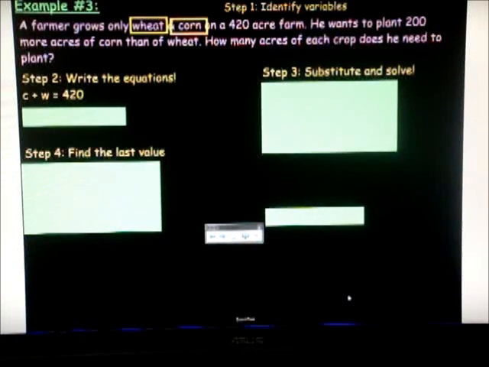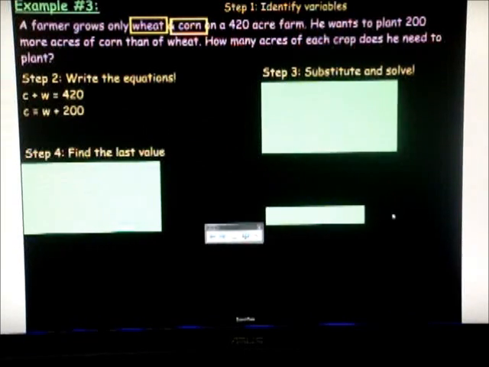Now the second equation is in the second sentence. He wants to plant 200 more acres of corn than of wheat. A lot of students get this backwards. Let me just show you this real quick. A lot of us say it the other way. We think that wheat is 200 plus corn. But make sure you keep in mind, what does he want more of? He wants more corn. So those would be the equations we write.